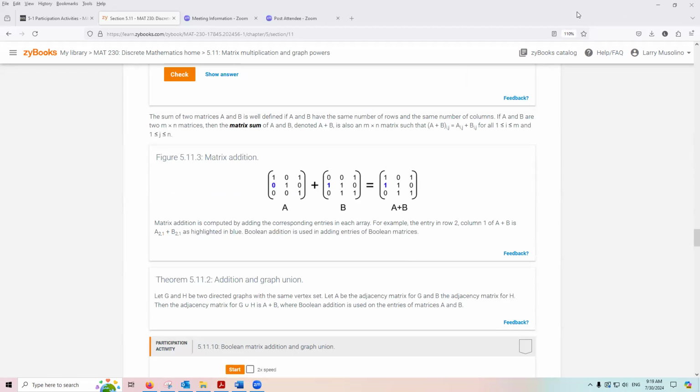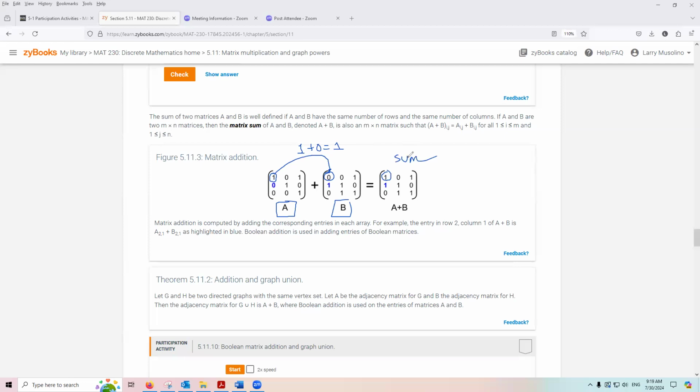When you add matrices together, you're going to add the corresponding entries. So for example, if we're going to sum together matrix A and matrix B, I'm going to start up here in the upper left-hand corner for A, and I'm going to add the corresponding entry in matrix B. So that's going to be 1 plus 0. And of course, that's a 1. So that's going to be the answer I put over here in the sum matrix.